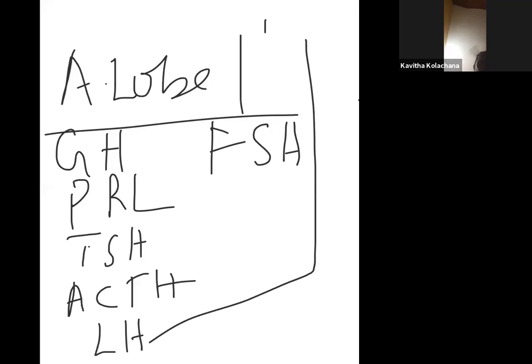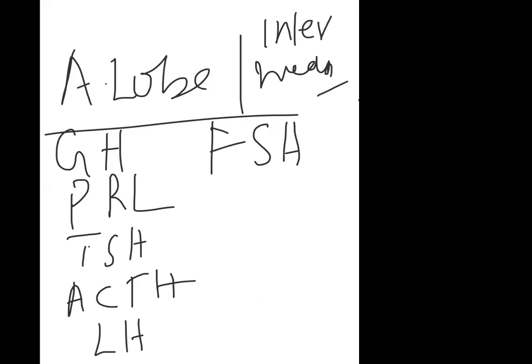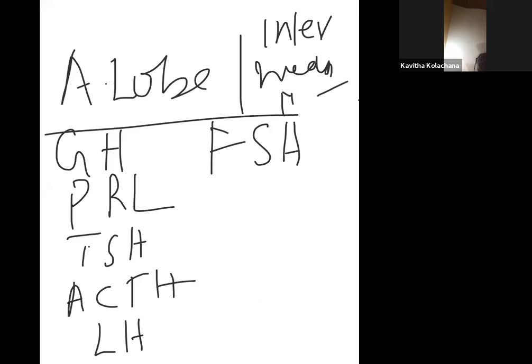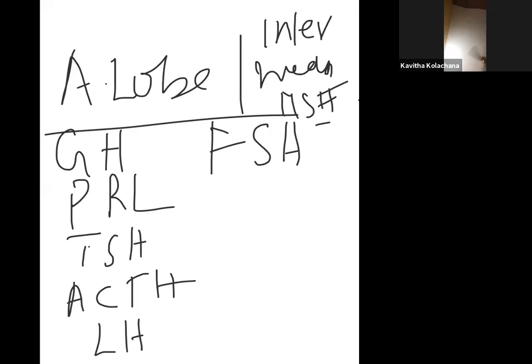Now coming to the intermediate lobe, what are the different things in the intermediate lobe? We have the MSH. What is MSH? Melanocyte stimulating hormone. Melanocytes are related to the pigmentation of your skin cells, melanin. And pars intermedia is generally merged with pars distalis. It is not actually a separate lobe. It is just a junction between the anterior and the posterior lobes. So in the intermedia you have this MSH.